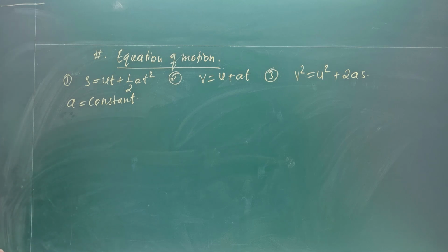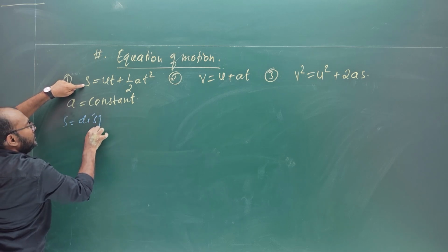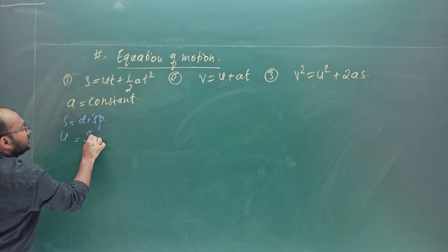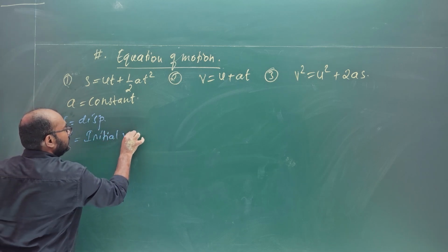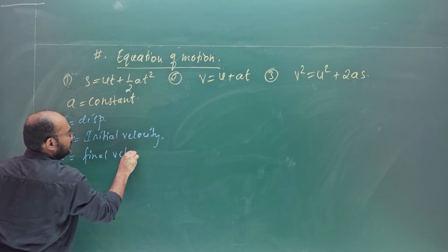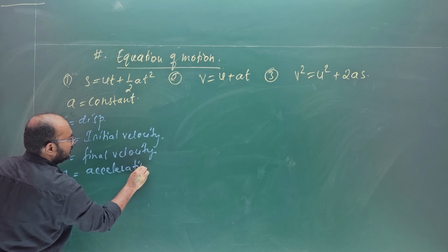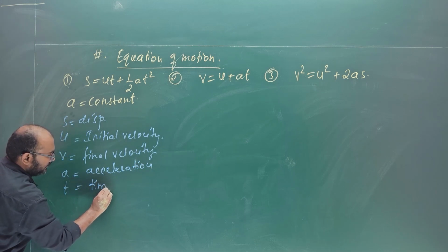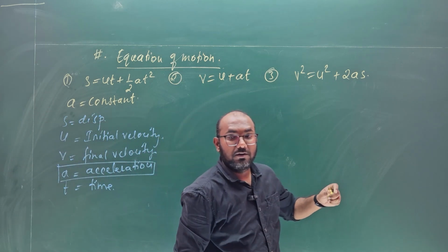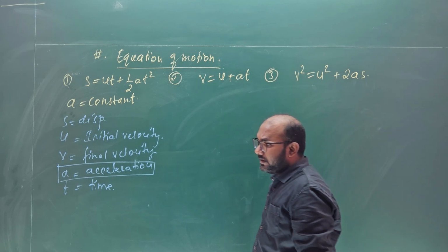In this, S is your displacement. Okay, it is not distance, it is displacement. Okay, U is your initial velocity and V is your final velocity. A is acceleration and T is time. But over here again I am telling you it is only applicable if A should be constant. Okay, now let us derive all three equations from where they are coming in reality.